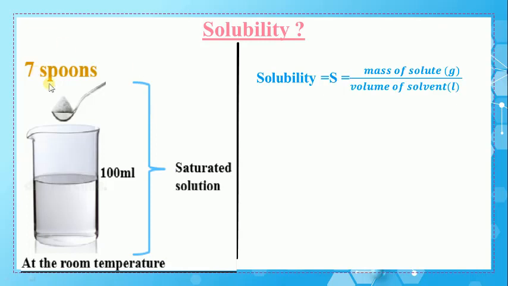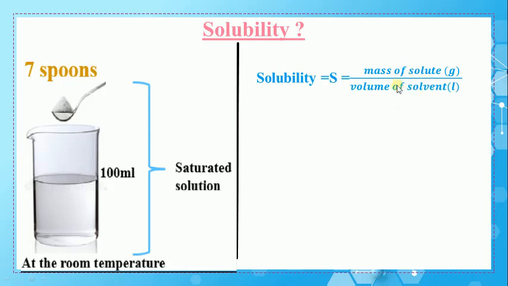So, what do the 7 spoons represent? Very good. They represent solubility. Remember that the solution obtained is a saturated solution since it contains the maximum amount of solute. Let's now represent the solubility of salt in 100 milliliters of water.